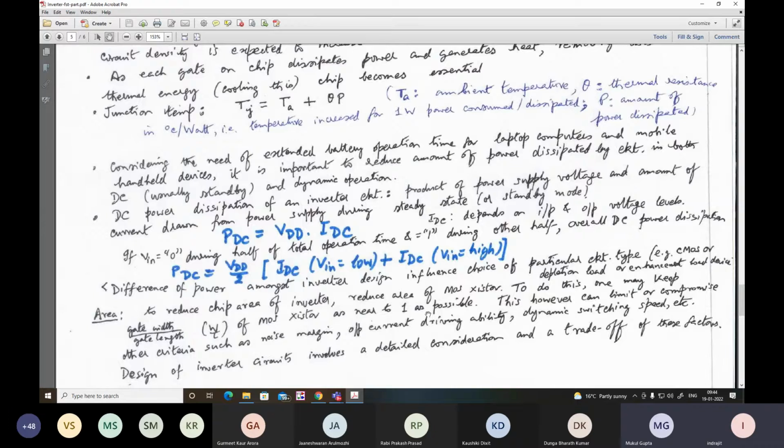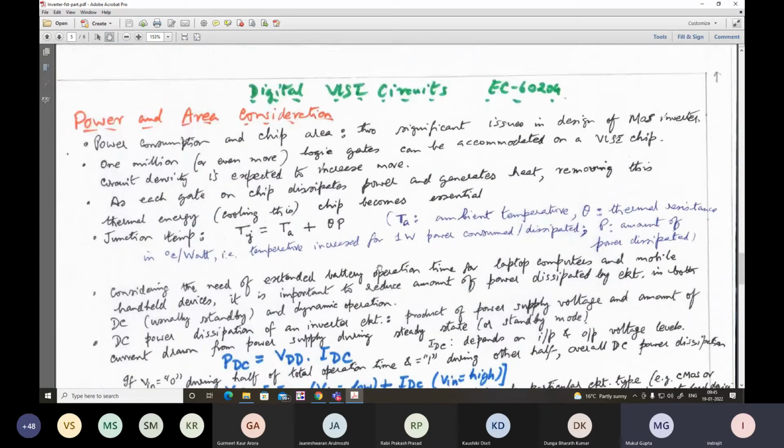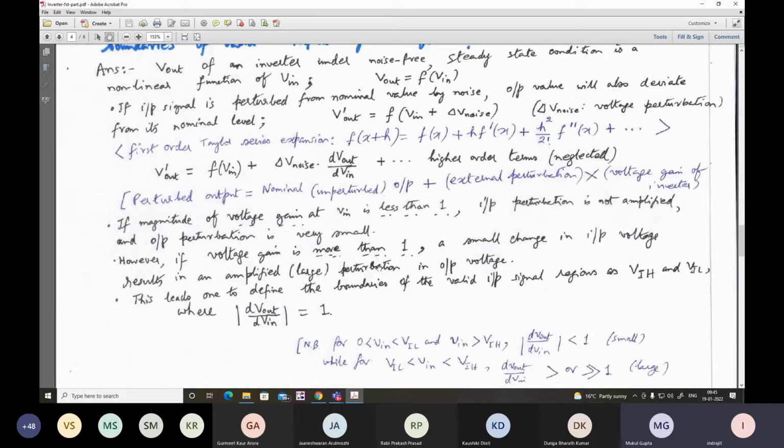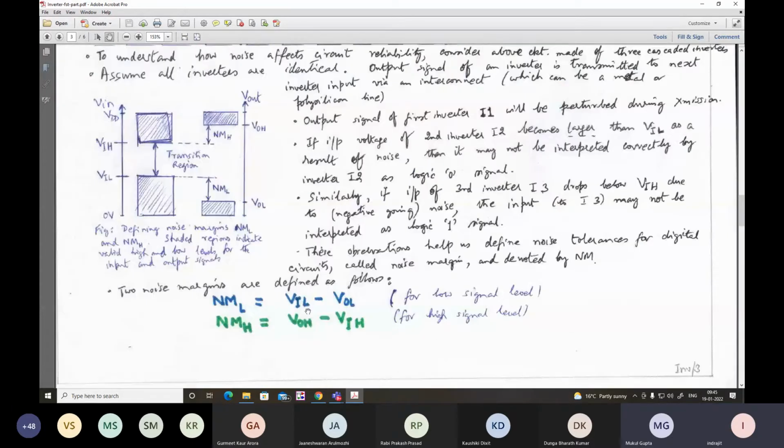You remember that the surface area becomes smallest for a square. However, this can limit or compromise other criteria such as noise margin. This we shall see in detail, that means how the aspect ratio affects the value of noise margin. Remember, noise margin on the lower side is given by VIL minus VOL, and on the higher side by VOH minus VIH. As we shall find out, VIL and VIH, also VOL for different inverters, can be affected by the W by L ratio of the inverter.